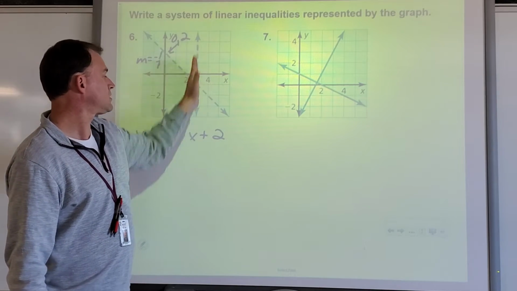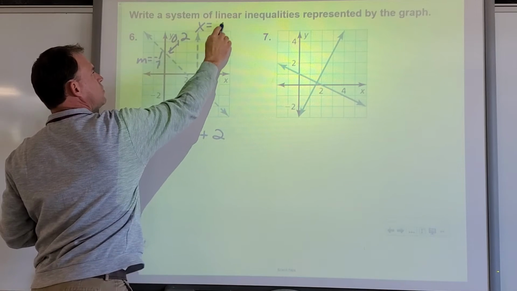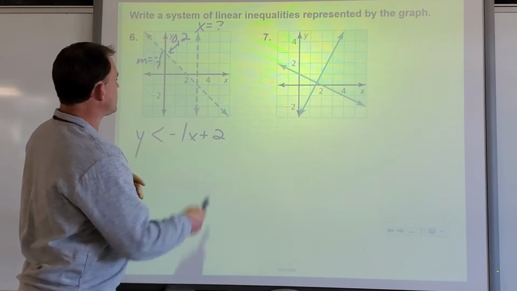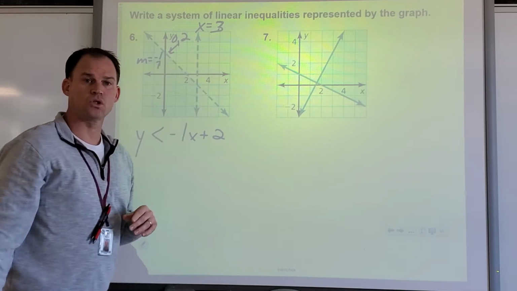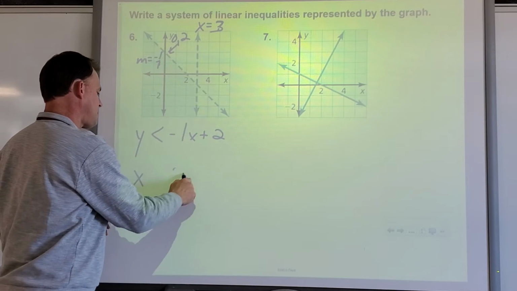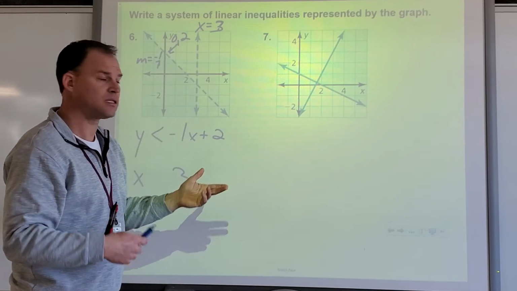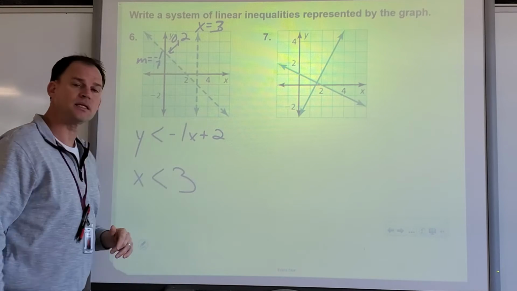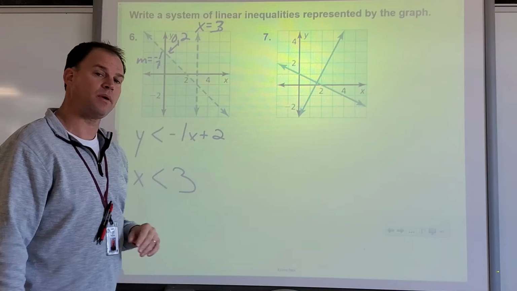So let's do it here. What kind of line is this? So we know vertical lines are always x equals some number. Of course, we can see this one's going to be x equals 3, but it's not an equal sign. It's dotted, so I know it's a greater than or a less than. Which side is shaded? Less than. So it's a less than sign. So I can look at the graph, see where the shaded regions are, and write my 2 equations.